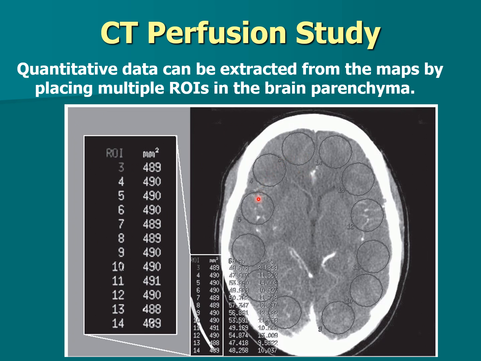So here we're looking for slight differences in perfusion, how much blood gets to this area. Now there's numerous ways of doing this, but any perfusion study is looking at how well the brain is getting blood flow to a particular area compared to another area. So quantitative data can be extracted from the maps by placing multiple ROIs, like they've done here, in the brain parenchyma. So blood should be going equally to all these areas.